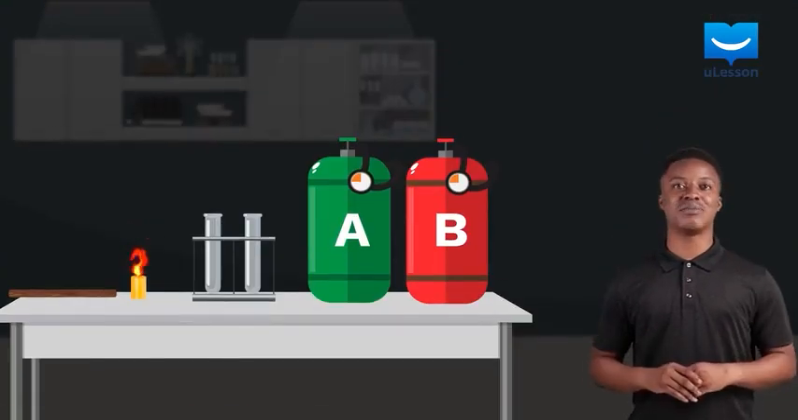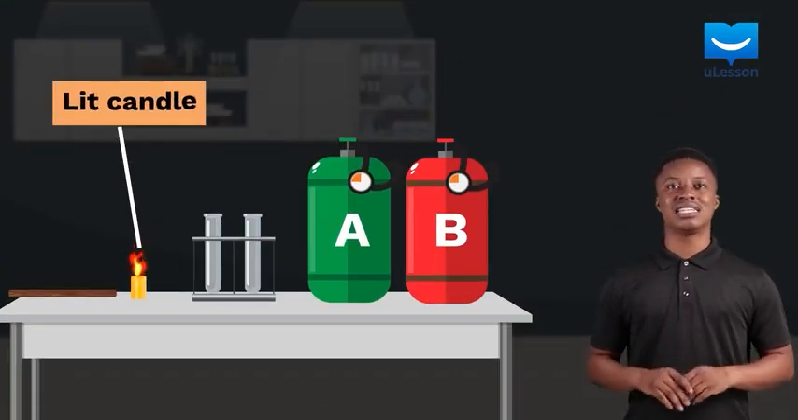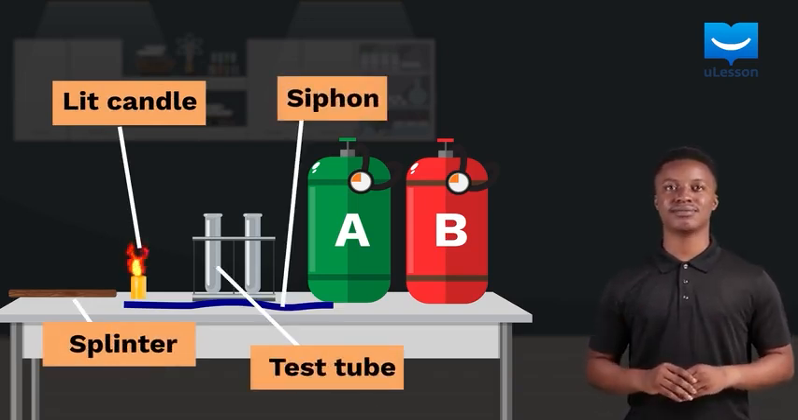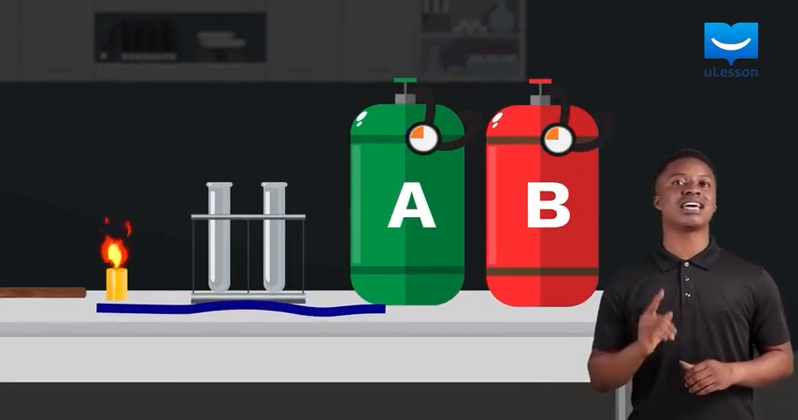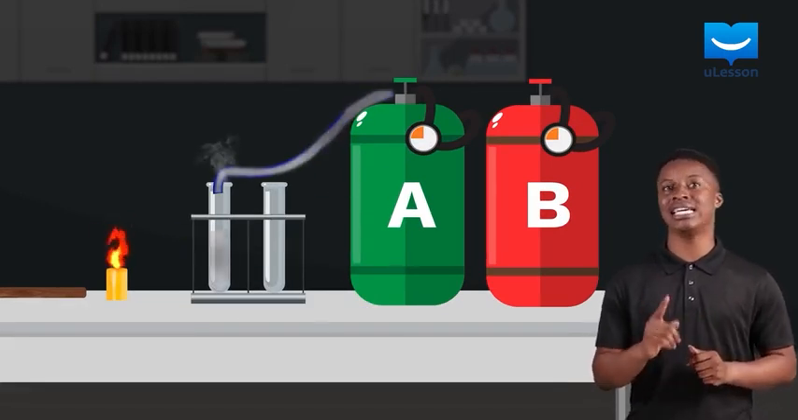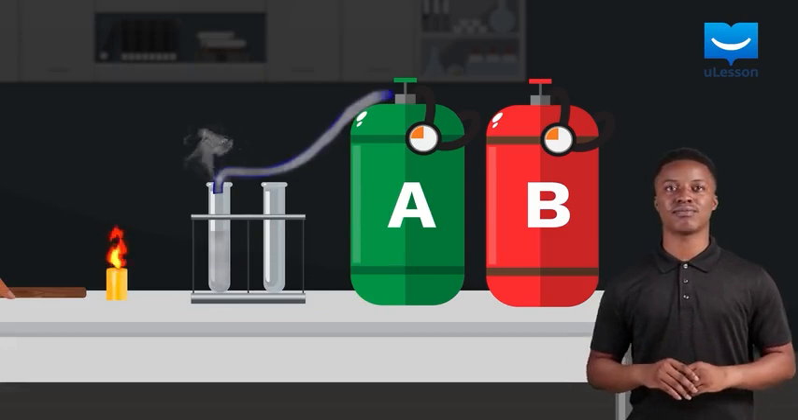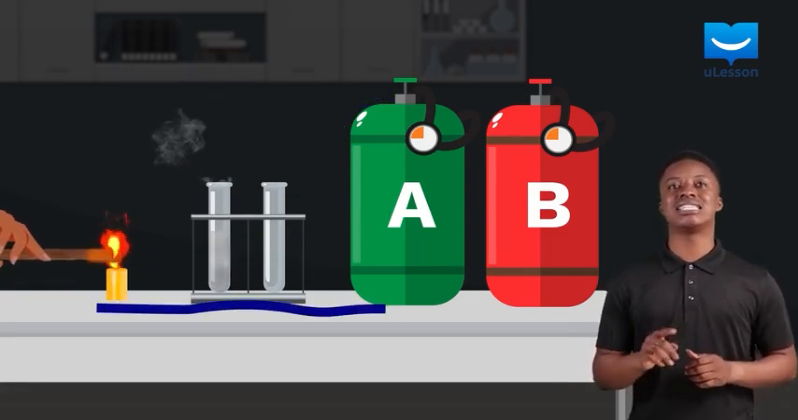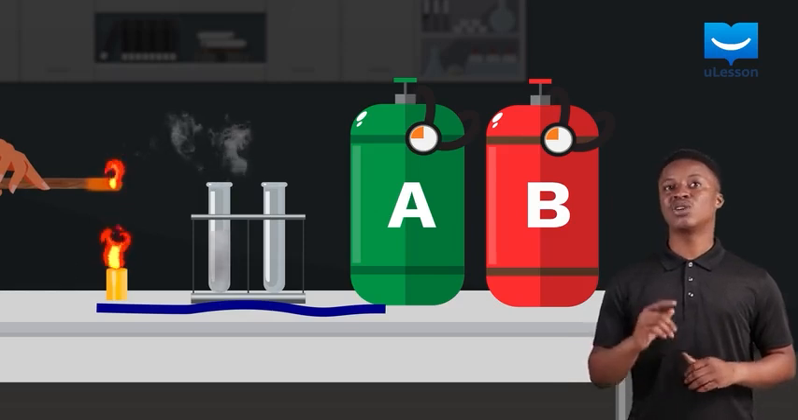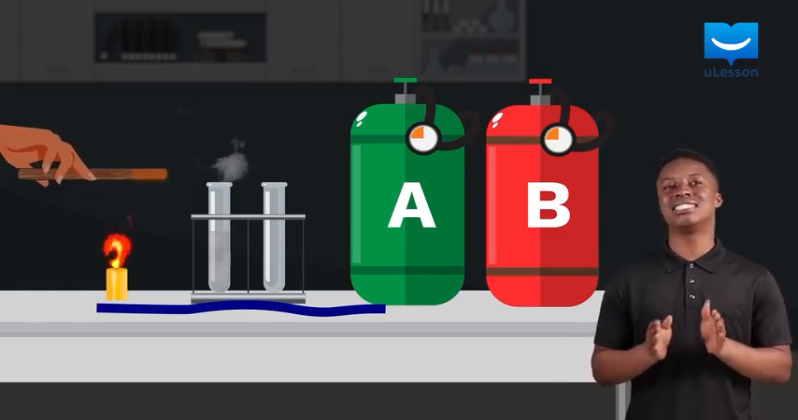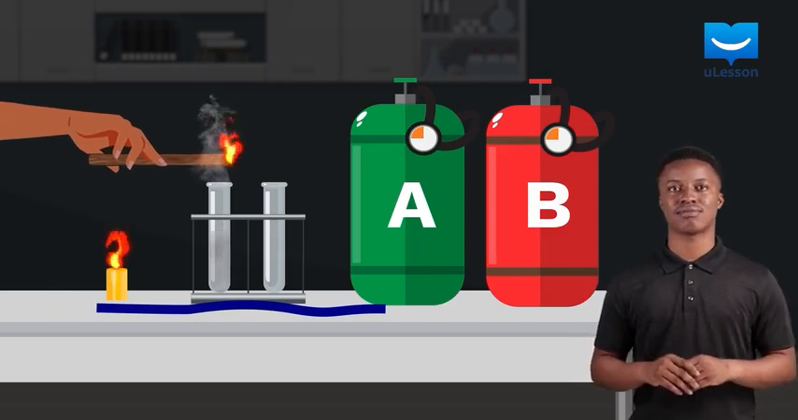To carry out this experiment, the apparatus needed include a lit candle, a splinter, test tube, and siphon. First, we use the siphon to transfer a small quantity of gas from the canister labeled A into the test tube. Having done that, we ignite our splinter with the lit candle, and just as the flame begins to die off, we introduce the splinter into the test tube containing the gas.